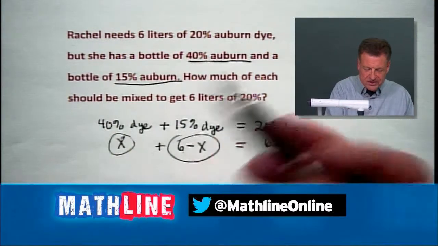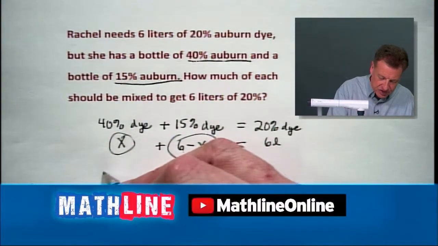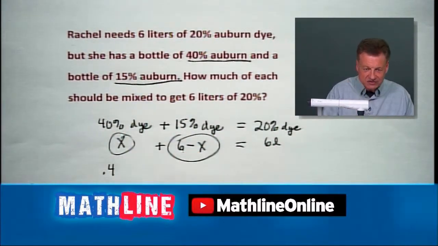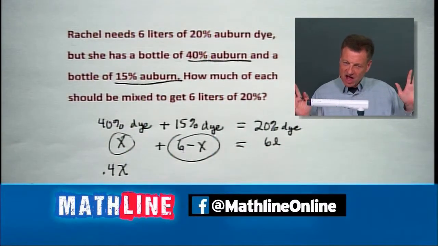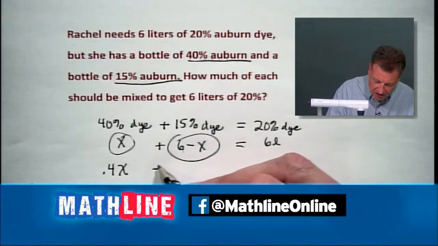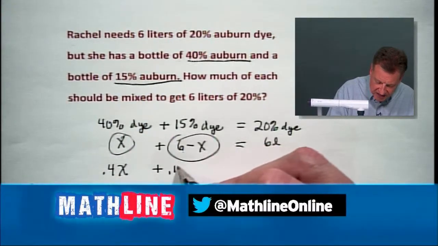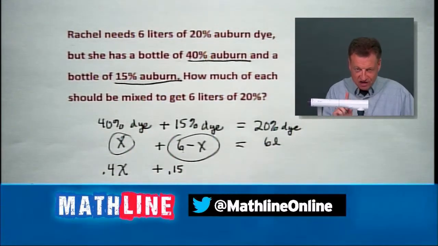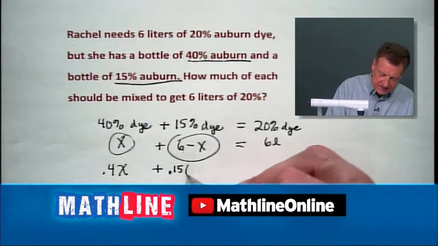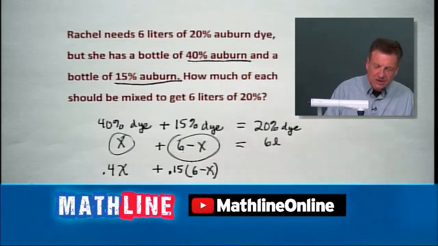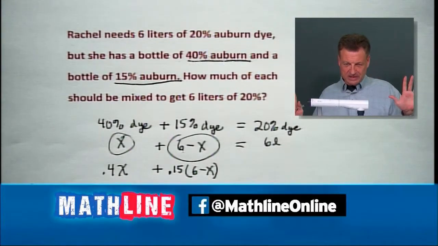Let's change 40% to a decimal, and that's going to be 4/10. Bring the x down for good measure. Here, we're going to bring 15 hundredths down. Make sure that decimal looks good. 6 minus x, and put it in parentheses because this is distributive property time, my friends.